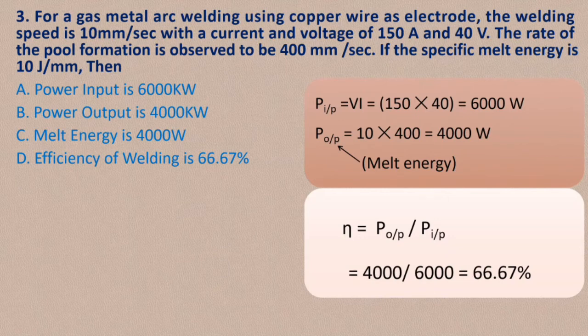Try this question. For a gas metal arc welding using copper wire as electrode, the welding speed is 10 mm per second with the current and voltage of 150 ampere and 40 volt. The rate of the pool formation is observed to be 400 mm per second. If the specific melt energy is 10 joule per millimeter, then A. Power input is 6000 kilowatt, B. Power output is 4000 kilowatt, C. Melt energy is 4000 watt, D. Efficiency of welding is 66.67%. C and D are the correct option.